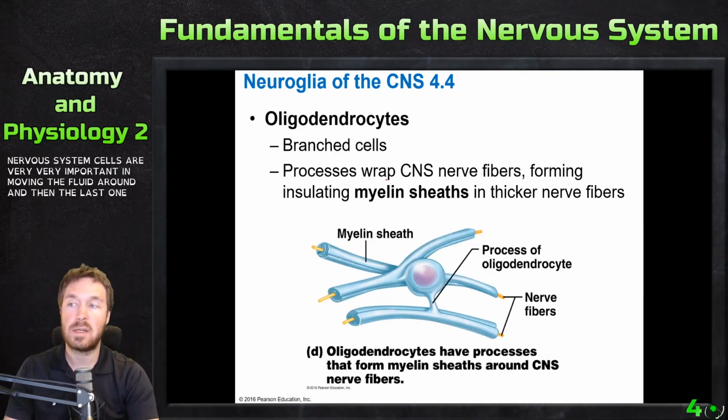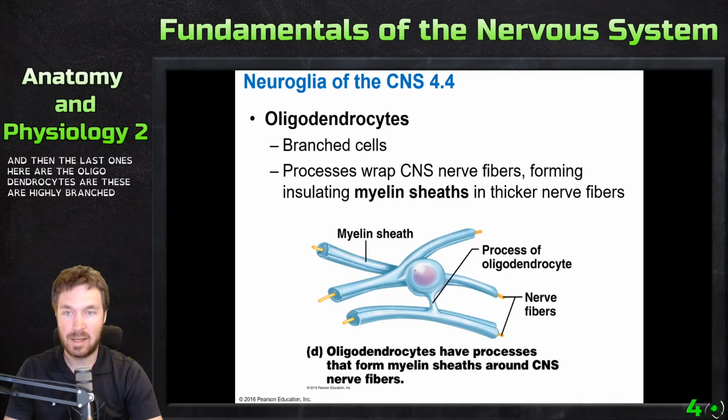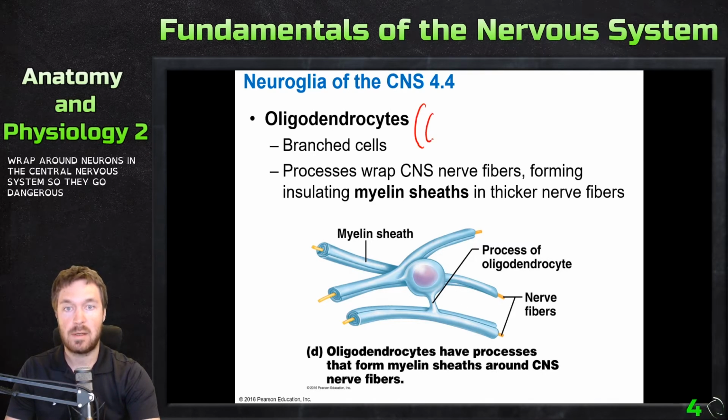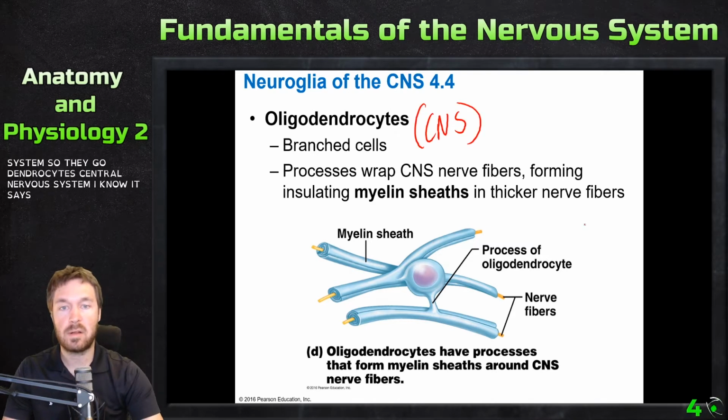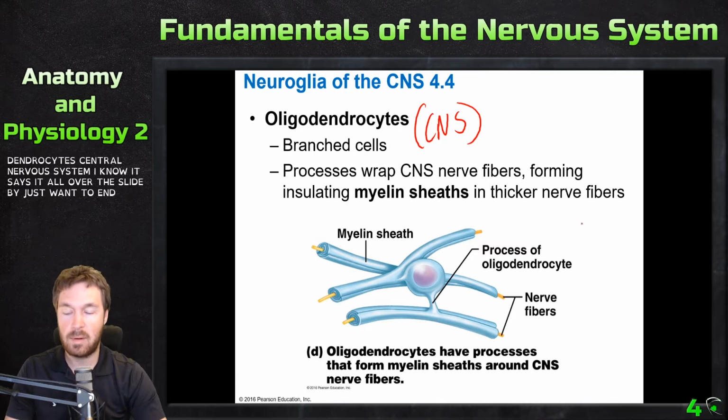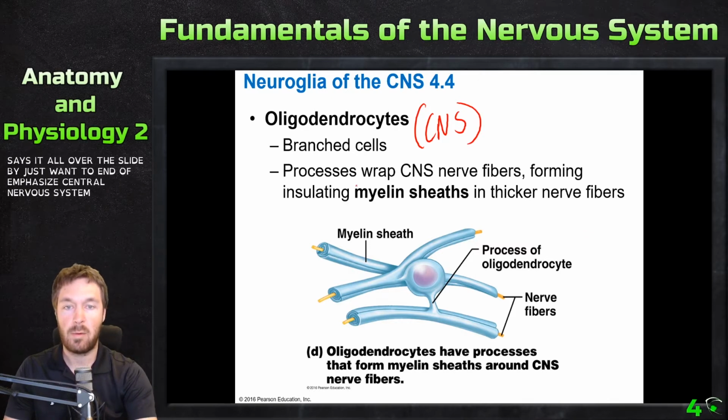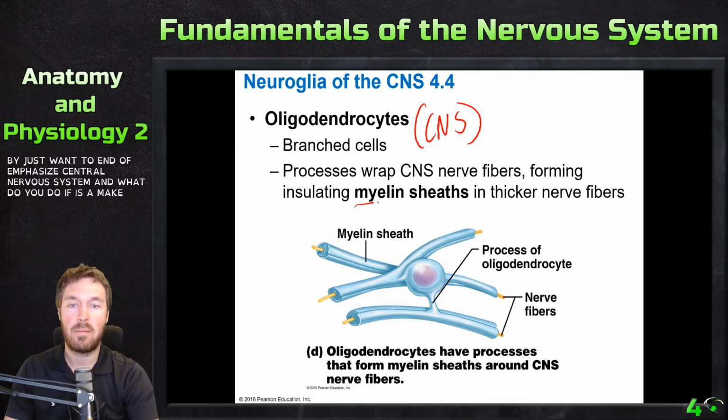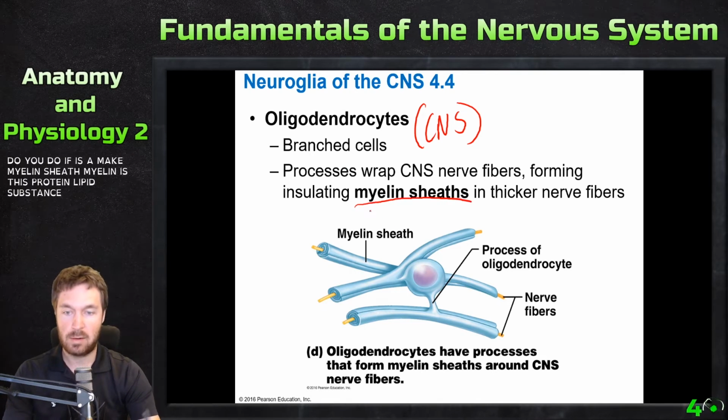And then the last ones here are the oligodendrocytes. These are highly branched cells, and they wrap around neurons in the central nervous system. So oligodendrocytes, central nervous system. I know it says it all over the slide, but I just want to emphasize central nervous system. And what these do is they make myelin sheaths. Myelin is this protein-lipid substance that wraps around the neurons.